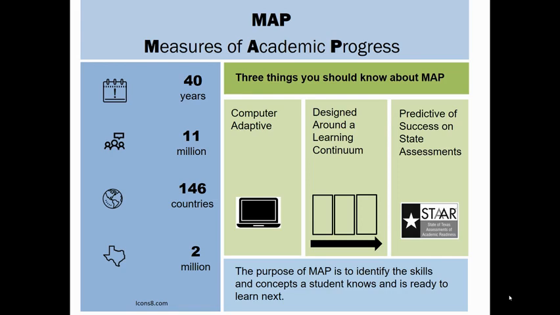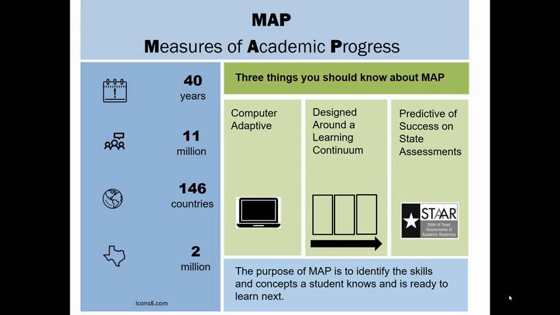Second, MAP is designed around a continuum of learning, which is grade level independent, although it is aligned to our state standards. So MAP is not looking for which 6th grade skills a student has, but anything at all that the student is able to do. Because MAP is not constrained by grade level, it gives us a broader sense of what students know and are able to do. And finally, MAP is predictive of success on our state assessments.